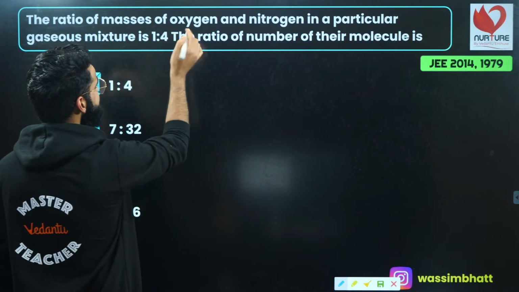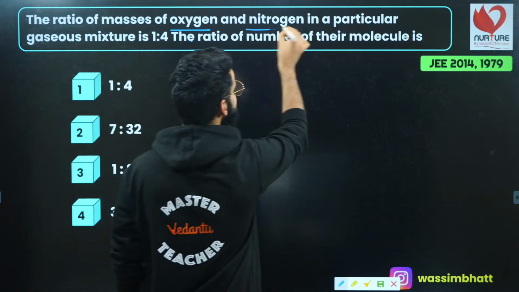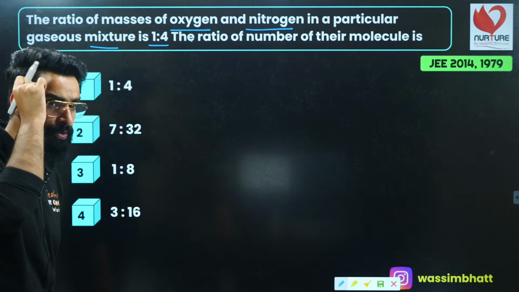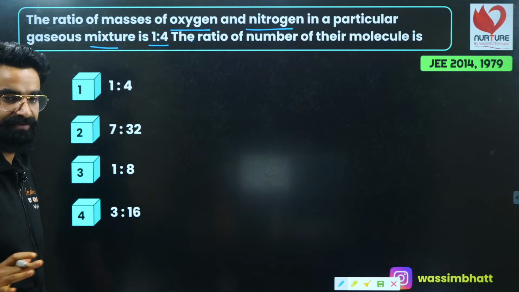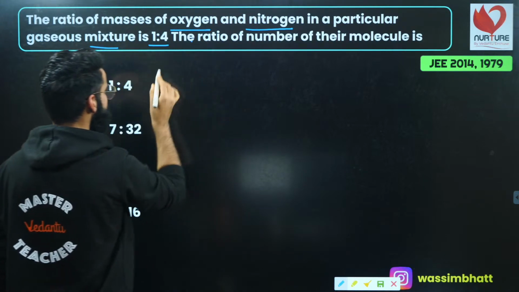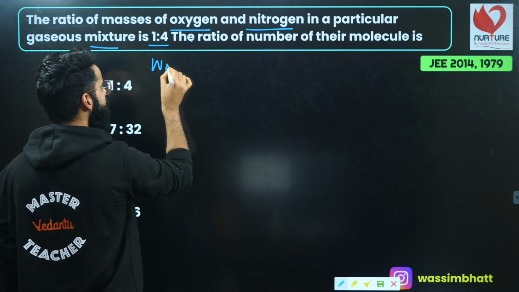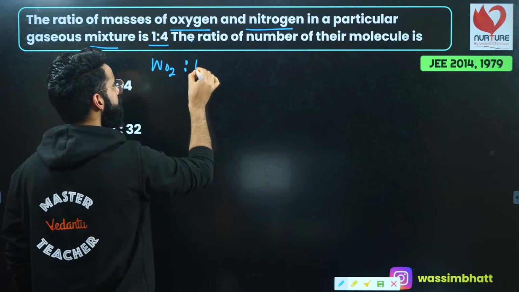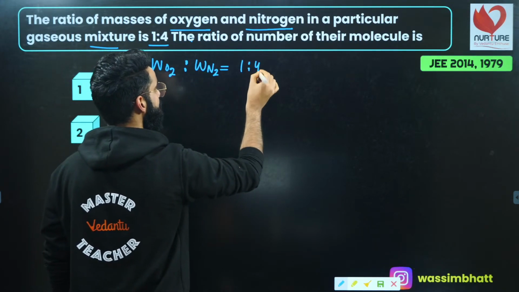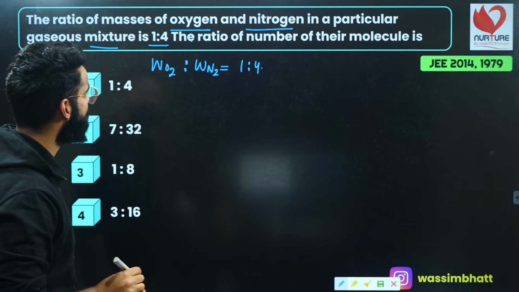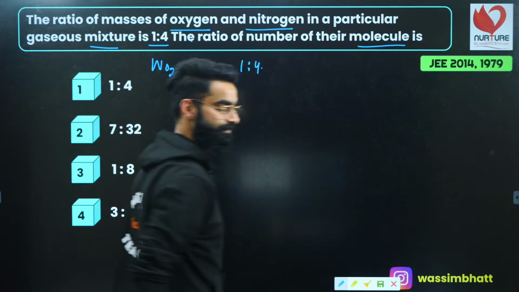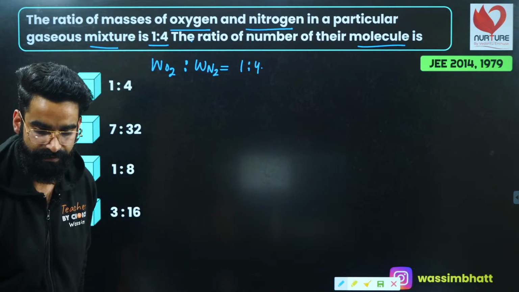The ratio of masses of oxygen and nitrogen in a particular gaseous mixture is 1:4. Look at the question carefully, understand the terms which are given in the question. The ratio of masses of oxygen and nitrogen. So basically, I'm given the ratio of the mass of oxygen to the mass of nitrogen as per the question. It's 1:4. What am I supposed to calculate? I'm supposed to calculate the ratio of the number of their molecules.